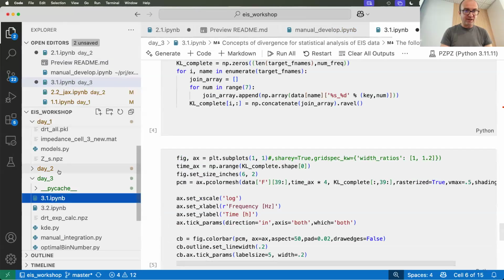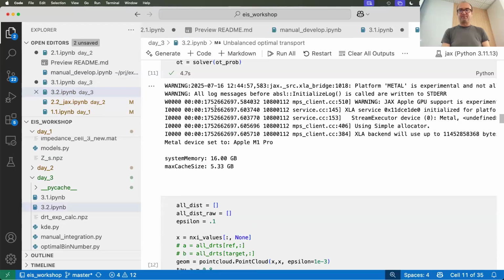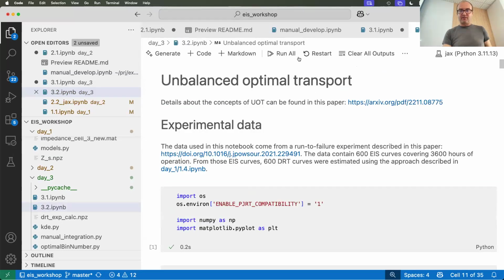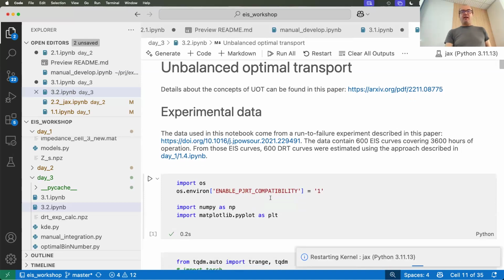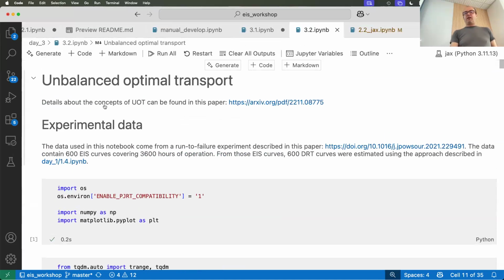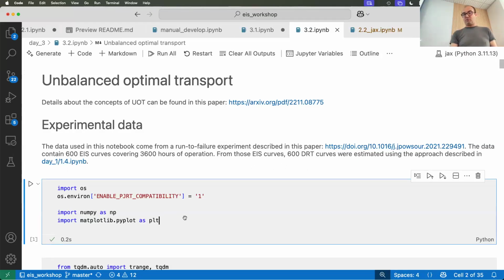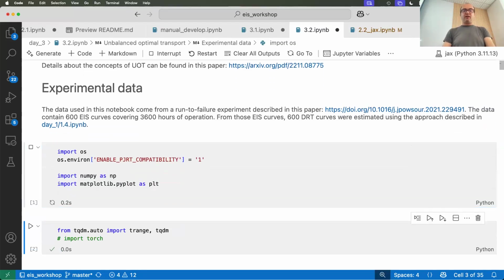So day number 3, this one. We start the kernel. You have here in the notebook extra information. If someone wants to know more about unbalanced optimal transport, these are not my papers. You should check this. This is the paper that describes the experiment. It is the same 600 DRT curves that we were using on day 1. So it's nothing new. It's the same data set over and over again. And you can check it. So let's try this.